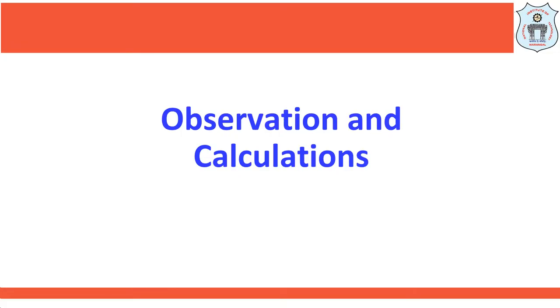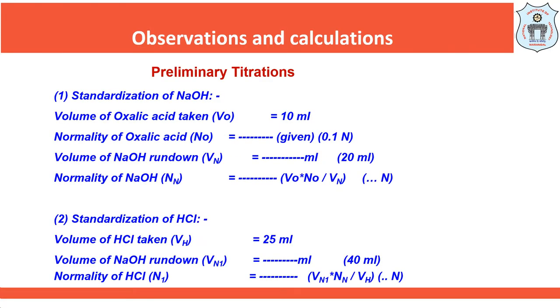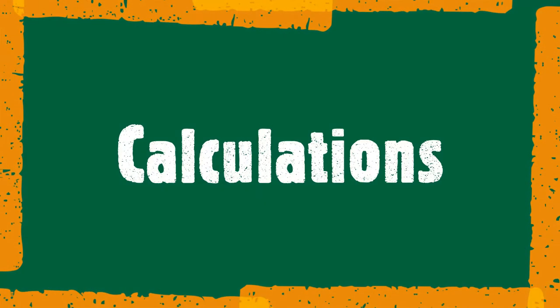Dear students, welcome to the observation and calculation part for this experiment. For the observation part, first we need to standardize sodium hydroxide and HCl. For this we need the volume of oxalic acid, which is taken to be 10 ml, the normality of oxalic acid, which is given to be 0.1 normal, and the volume of NaOH run down, which is 20 ml. In this way, we can find the normality of NaOH. Similarly, we can find the normality of HCl by using the volume of HCl taken and the volume of sodium hydroxide run down. Once this is done, we have to plot the observation table.